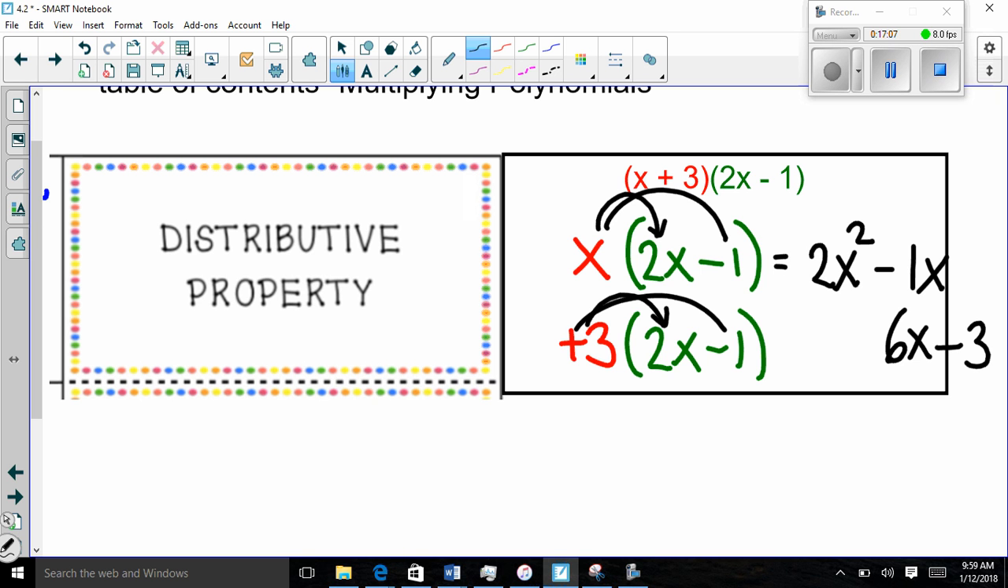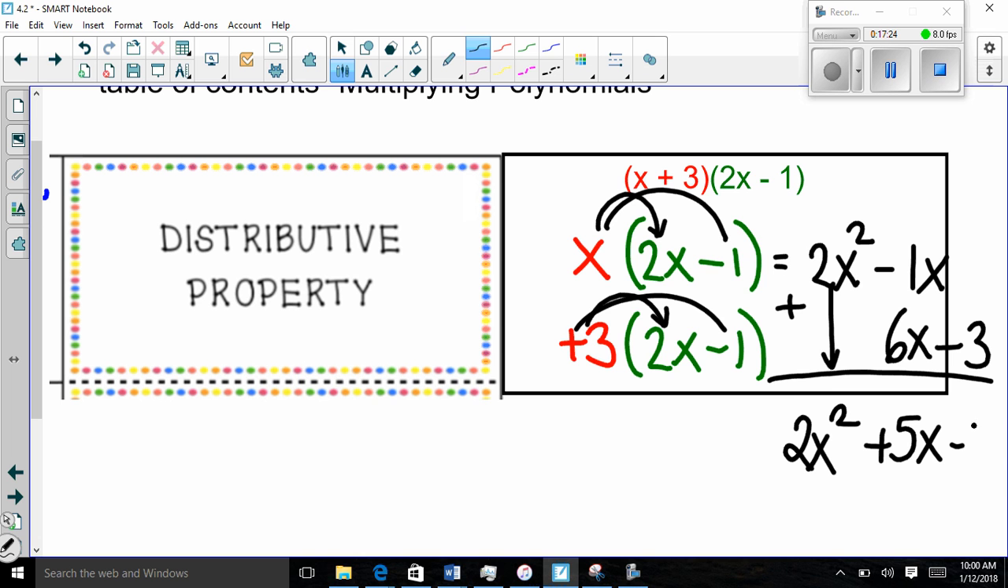You can see we're basically doing the same as the box, just a different way of looking at it. And so now I'm just going to combine my like terms. 2x squared, I'm just going to move down because there's nothing to combine it with. What is negative 1 plus 6? We're adding negative 1 plus 6, 5x, and then minus 3. Same answer, different way of doing it.